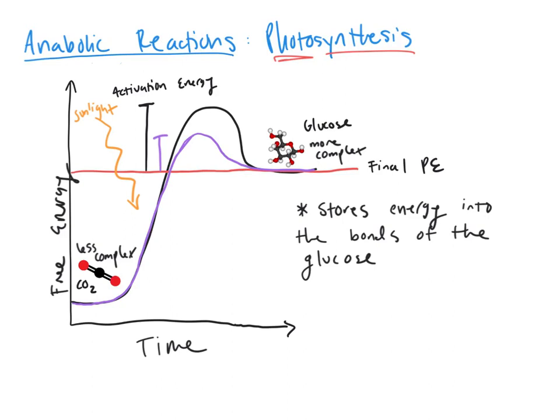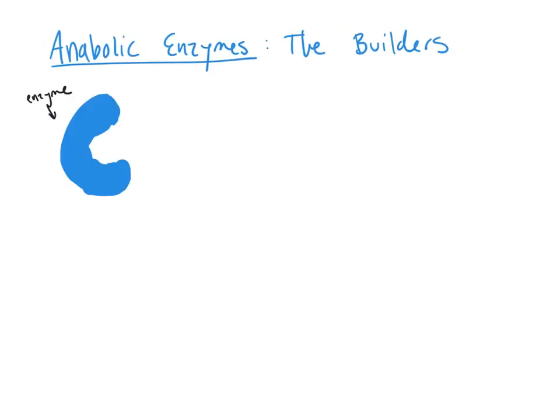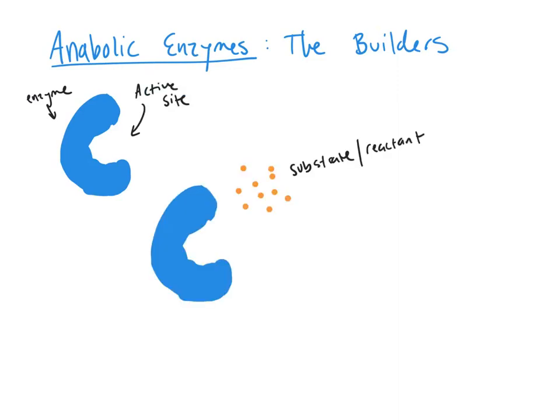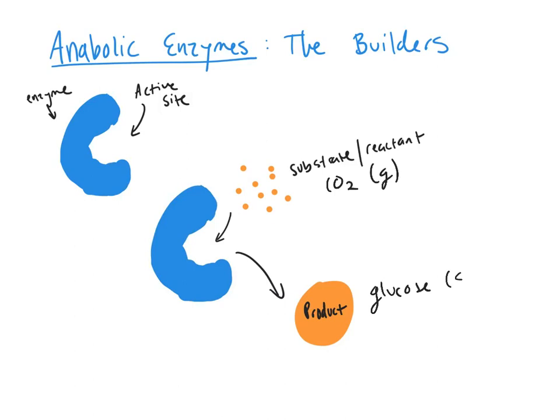So what's different is the enzymes used in photosynthesis are actually anabolic enzymes, which are the builders. So let's take a look at that. Just like catabolic enzymes, these enzymes are going to have an active site where the substrate binds, or substrates in this case. So the pieces, or the chaotic, less energy, less PE substrates, or the reactants, are going to go into the active site, and they're actually going to come out more complex and put together, or more ordered. So for instance, in photosynthesis, carbon dioxide, which is a gas, goes in, and a product, glucose, which is a solid and much more complex, comes out.